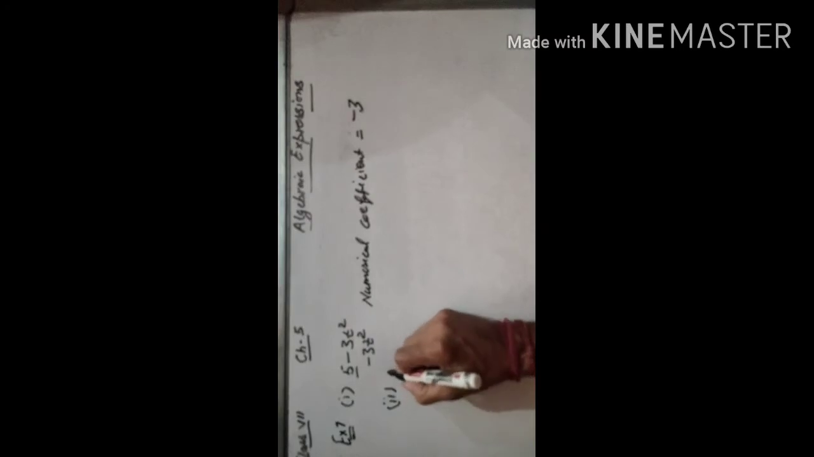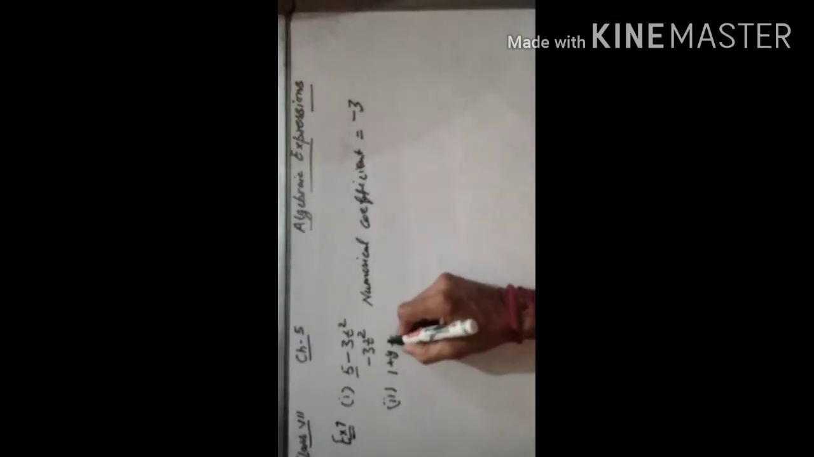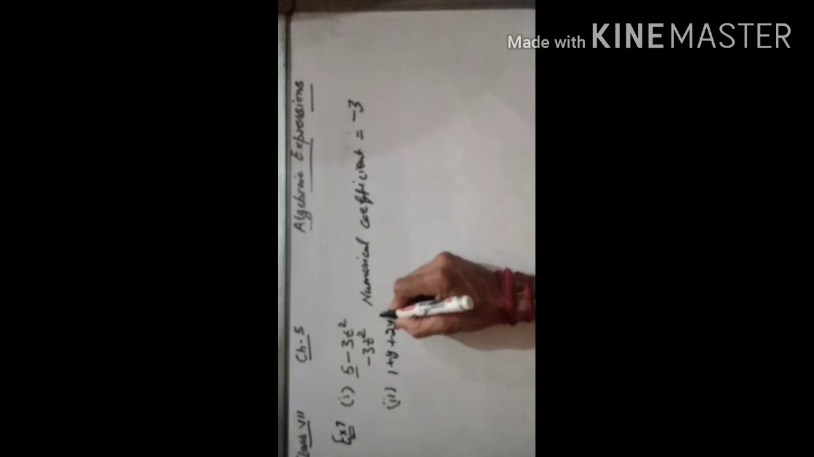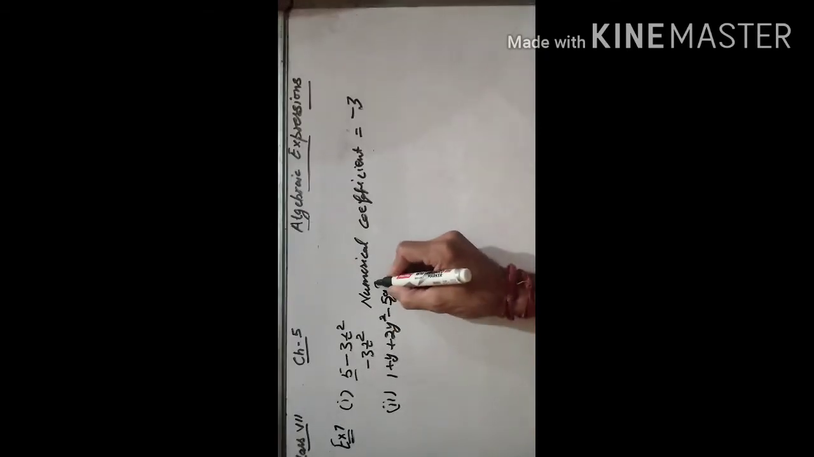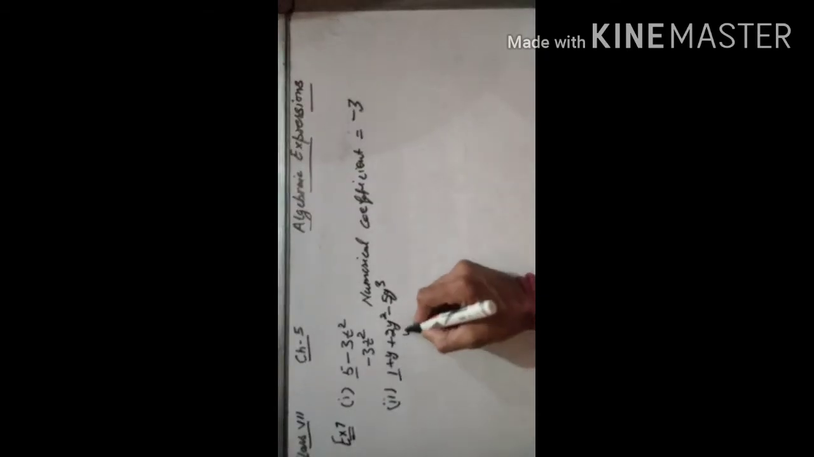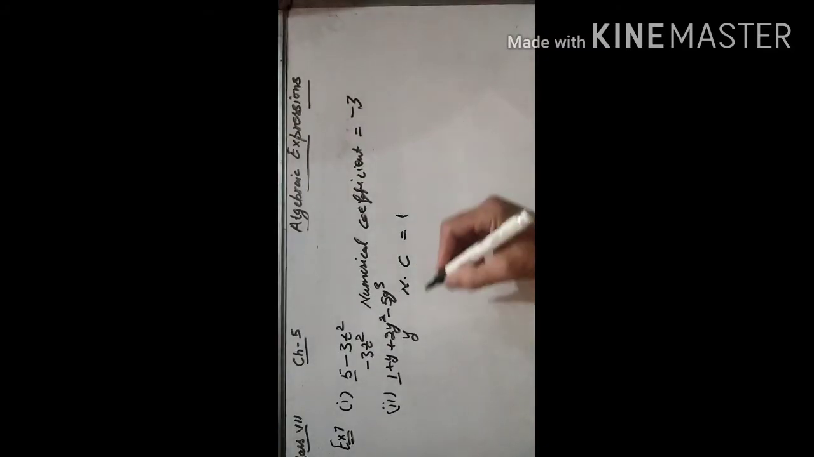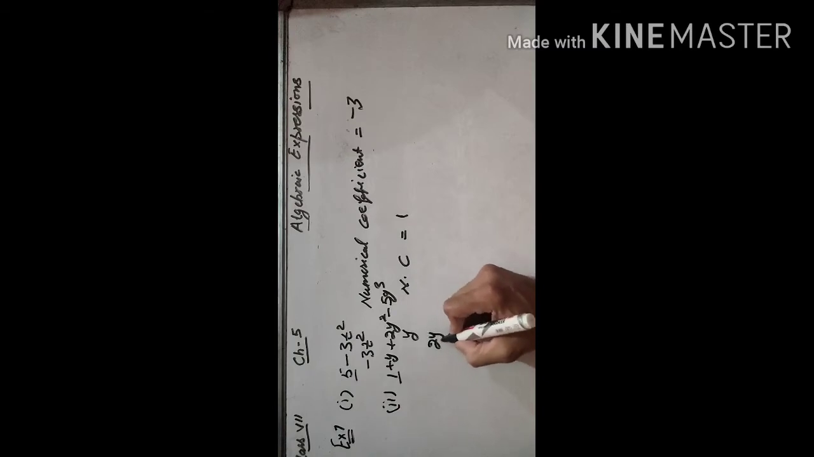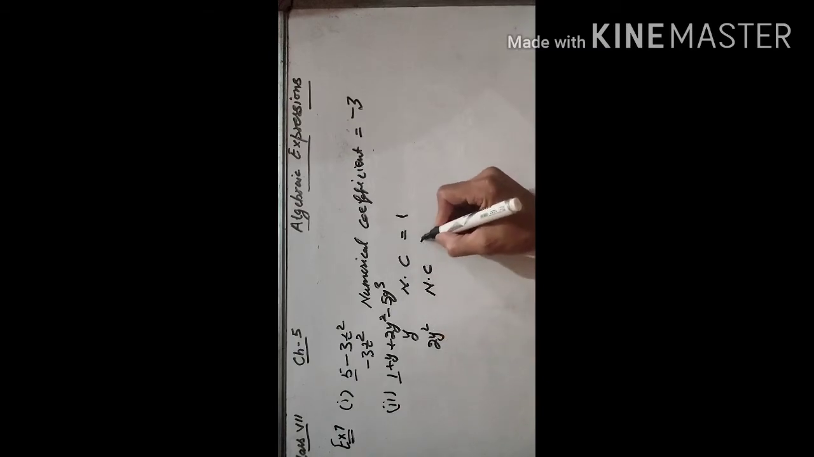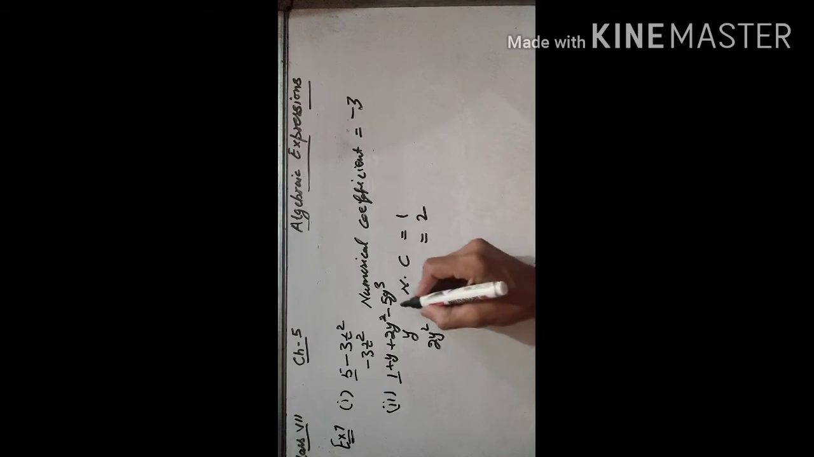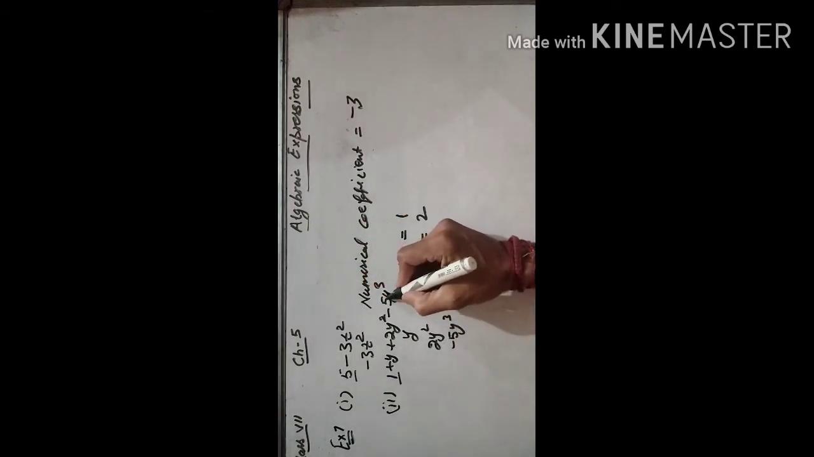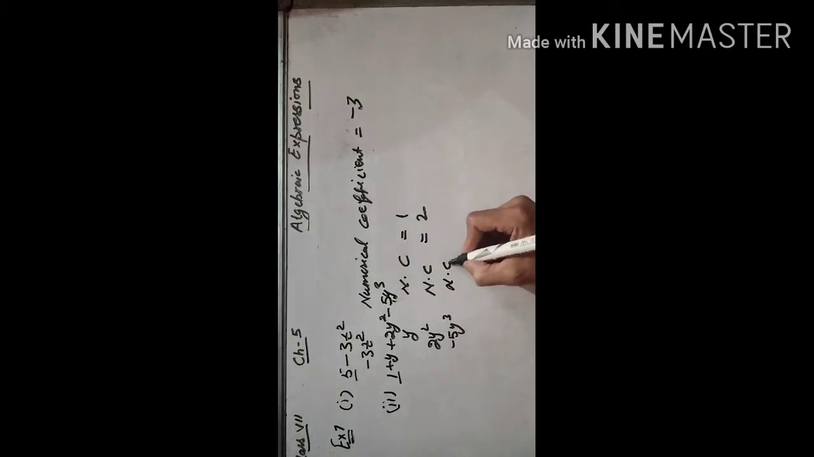Now the second part is 1 plus y plus 2y square minus 5y cube. Constant, leave it. First is y, numerical coefficient is equal to 1, and for 2y square the numerical coefficient is 2. Third term is minus 5y cube, numerical coefficient is minus 5.